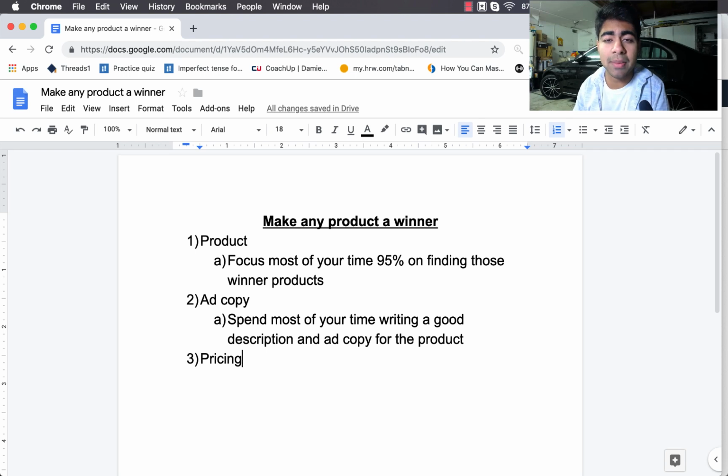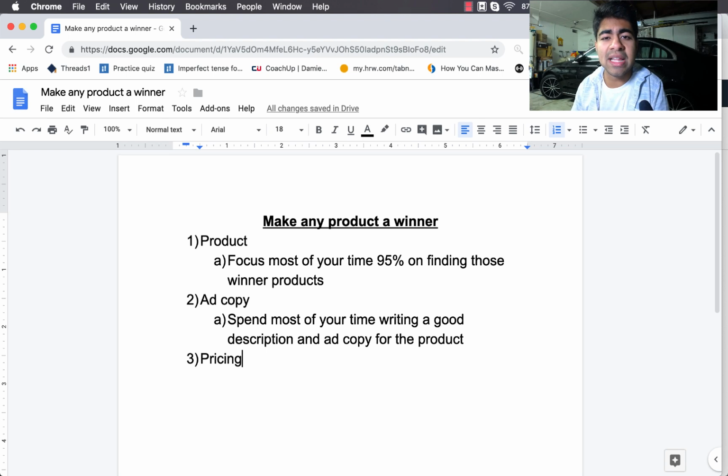Now the first thing I recommend is, if you really want big profits, try selling high ticket items, meaning $30 or more profit, $50 or more profit. What this does is it allows you to spend more with Facebook, and it lets Facebook get enough data to deliver the right audience to you.